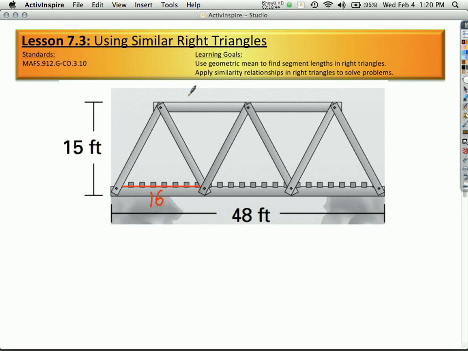So this distance from here to here is going to be 32. Okay, I'll buy that based on what we figured out so far. And we already know that the bottom is 48. So we now know part of the structure is going to be 48 plus 32, that's 80. So we know we need at least 80 feet of material. But what about these little diagonals in between?